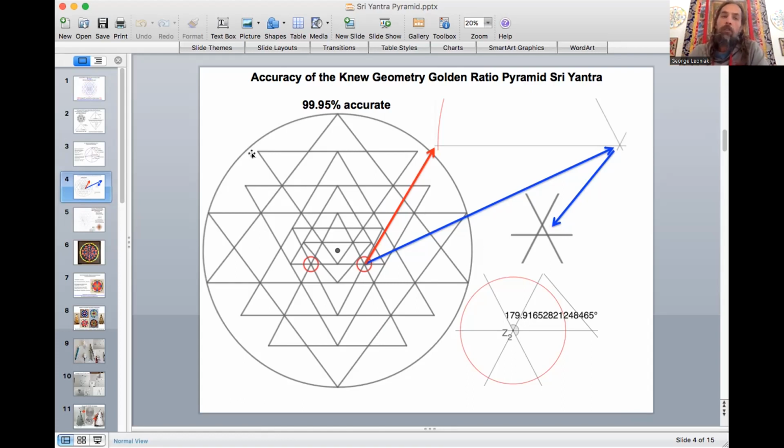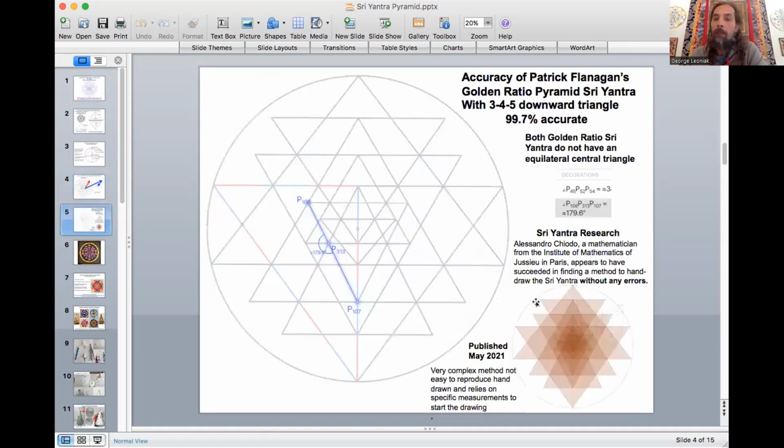But if I were to draw, instead of a straight line along here, a line from this point to that location at the red circle, and then had a broken line, that would be a 179 degree angle. So I basically divided that by 180 and came up with about 99.95% accuracy for those little intersections at those nodes, which I think is fantastic. I sent this method to the fellow Paul, who has that Sri Yantra research website, which this is some of the material from his site. He thought the method was great.